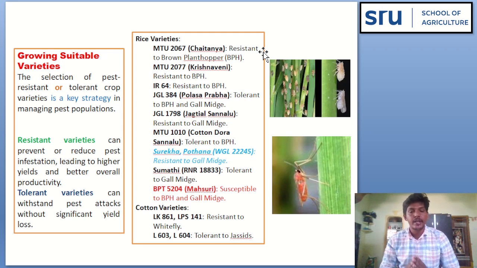Next, cotton varieties LK861 and LPS 141 are resistant to whiteflies. L603 and L604 are tolerant to the jassids.